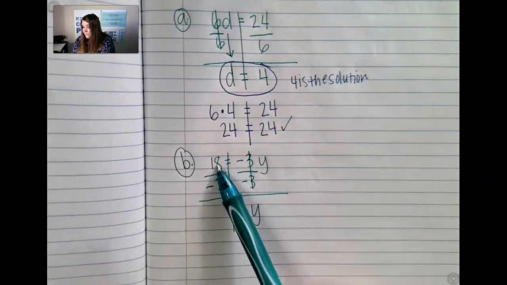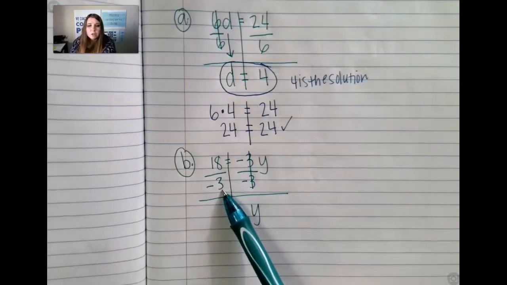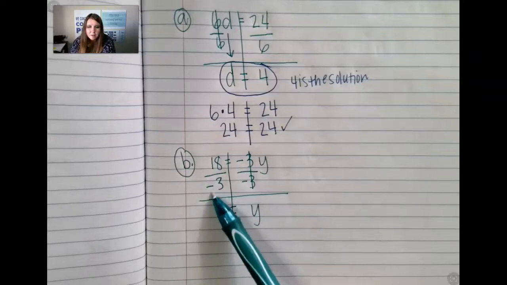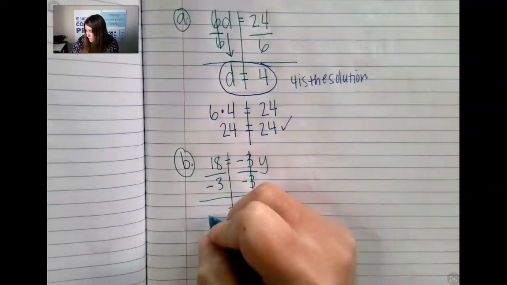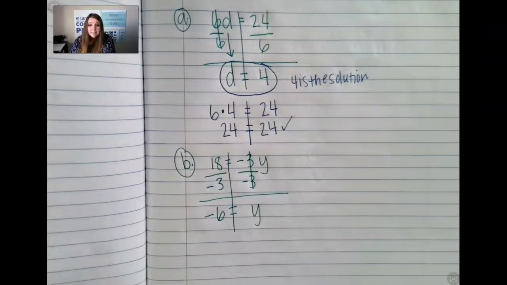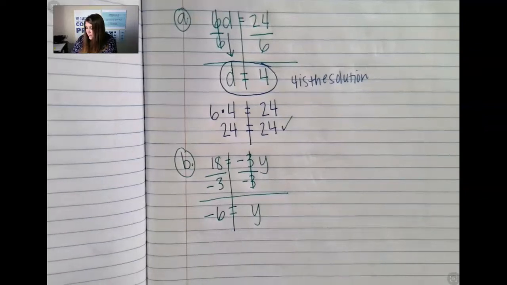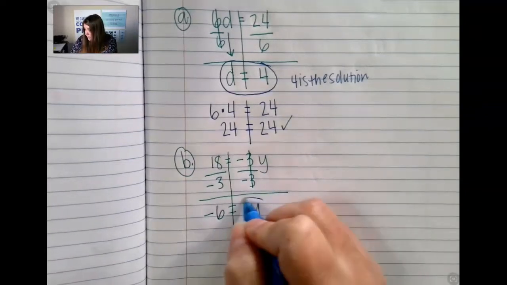So 18 divided into 3 equal groups of negative numbers should give me negative 6. Because 6 times 3 is 18, and a negative times a negative gives me a positive. So my solution to this equation, I'm saying, is negative 6.